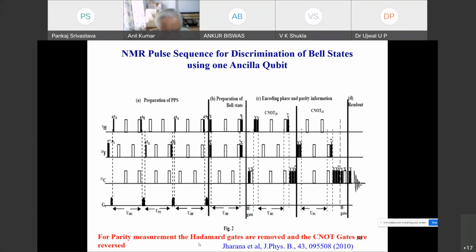For parity measurement, the Hadamard gates are removed and the controlled-NOT gates are reversed. Okay, you just have to believe me.